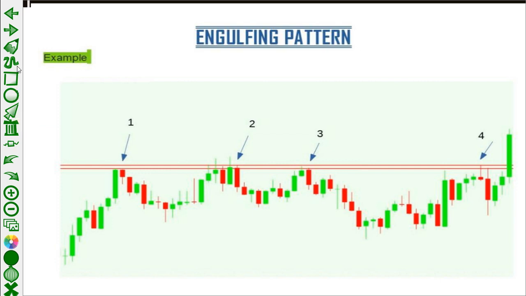Because always remember, while drawing the resistance level, there should be at least one red candle next to the candle which we are considering. For that reason, I'm not considering this red candle. Instead, I have considered this candle because I have one red candle next to it and one red candle next to it.